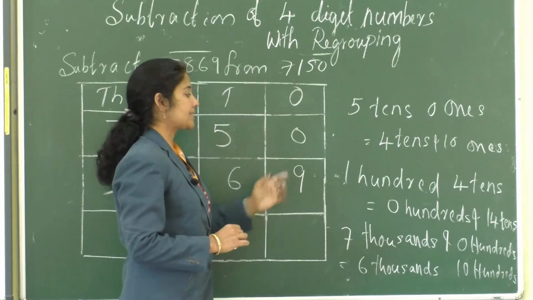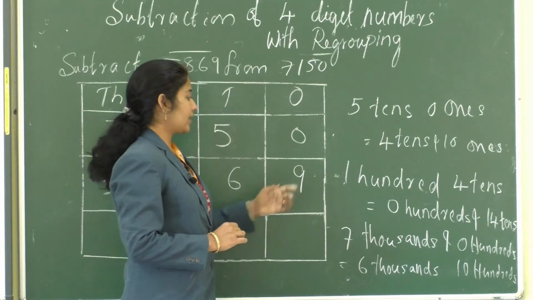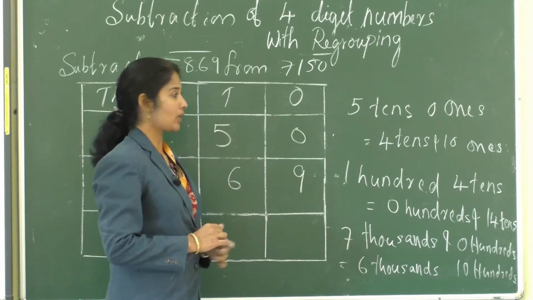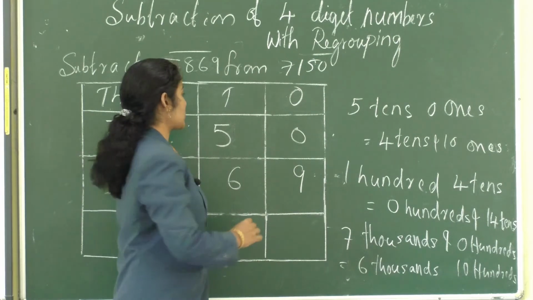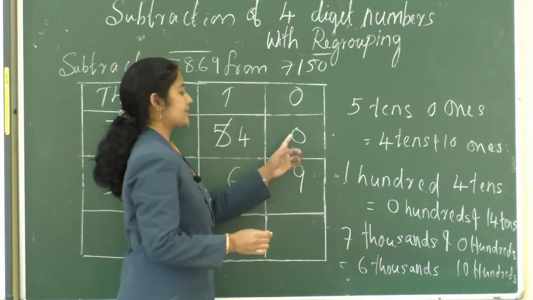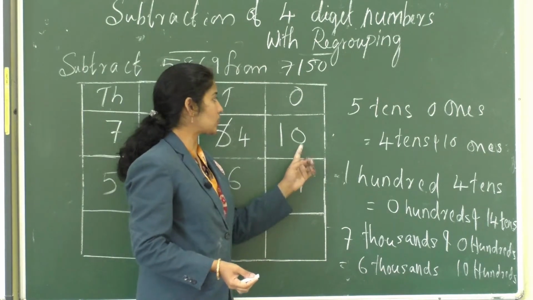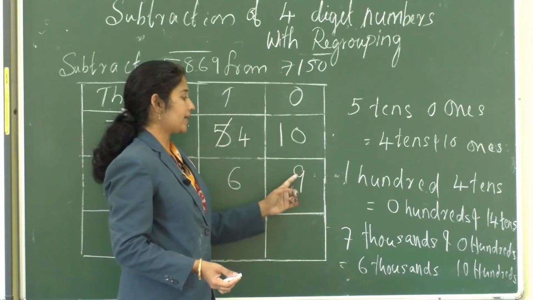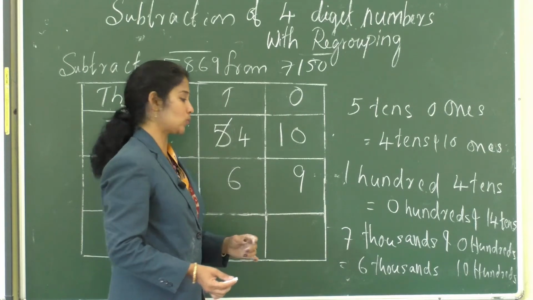Here ones place 0 and 9. 0 is smaller than 9. We can't subtract. So we have to regroup. We have to take 1 ten from tens place. So 5 will become 4 and 0 ones will become 10 ones. So we have now 10 and 9. You have to subtract 9 from 10. So 10 minus 9 is equal to 1.